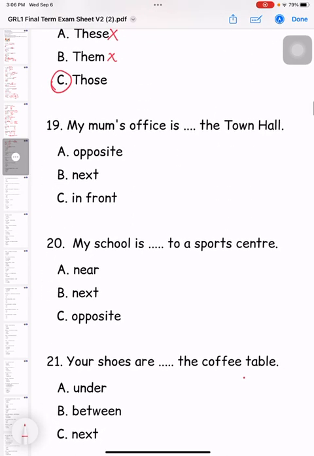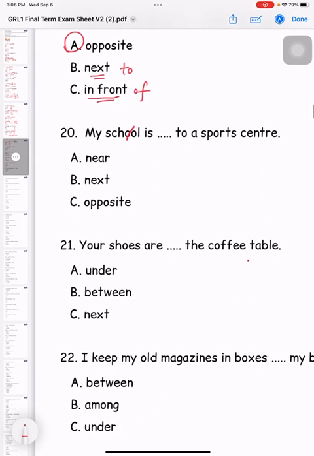Okay, 19. My mom's office is the town hall. Alright, so which one should be the answer? Okay, so if you want to use in front, you must have the word of. If we want to use the word next, you must have the word to. That means next to or in front of. So the only possible answer is A. Opposite. Opposite is 对面. Alright. Okay, and number 20.